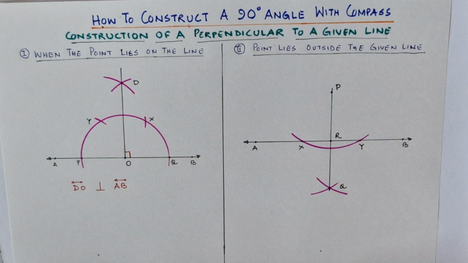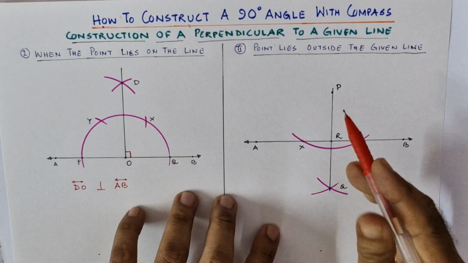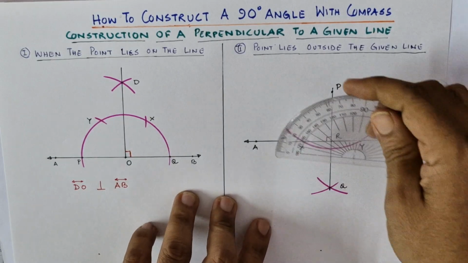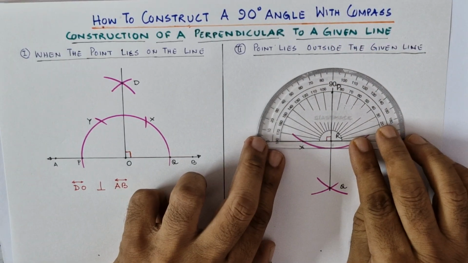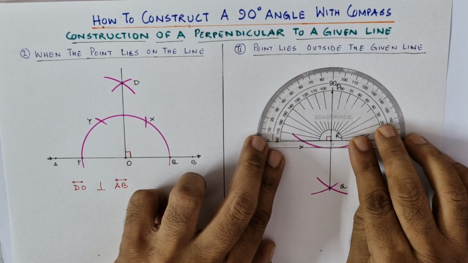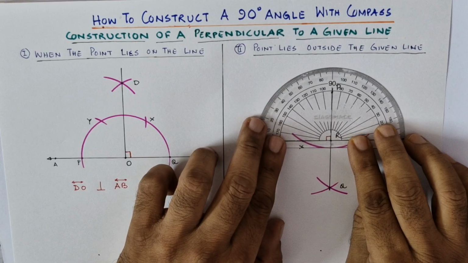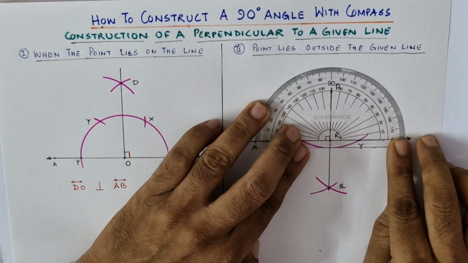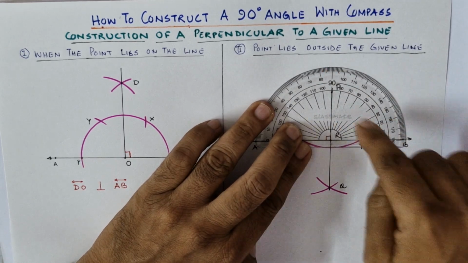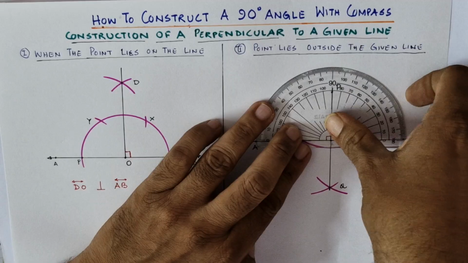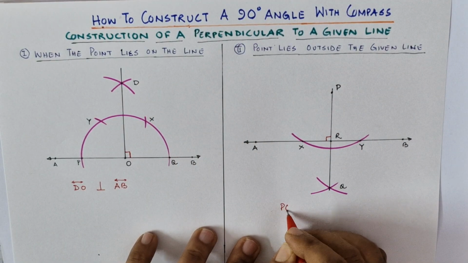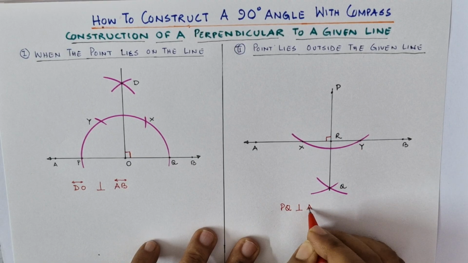Got it? So let's check. This one will be 90 degree. Let us take the protractor and check this. See, so this is 90 degree. So always check with the protractor, okay? This one is 90 degree. So we can say that PQ is perpendicular to AB.